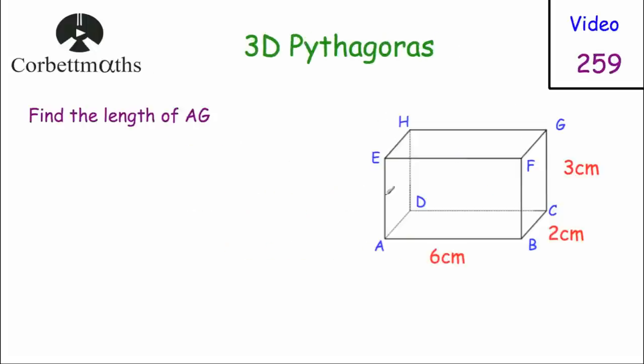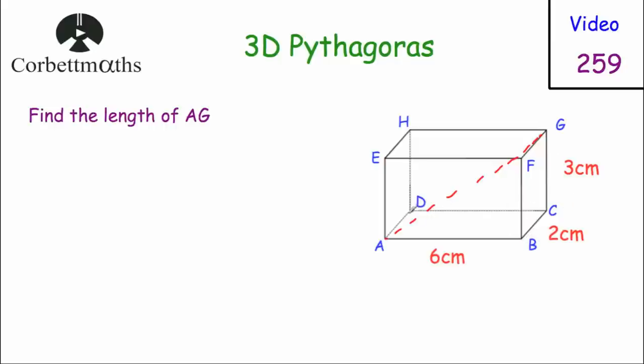So the next topic now is to have a look at 3D Pythagoras. This is whenever we're dealing with Pythagoras in three dimensions. Here we've got a cuboid, and we've been asked to find the length of AG. The length of AG is from A going up diagonally all the way up to G, the diagonal going from one corner up to the opposite corner. Let's see what we've been given. The length of the cuboid is 6, the width is 2, and the height is 3.